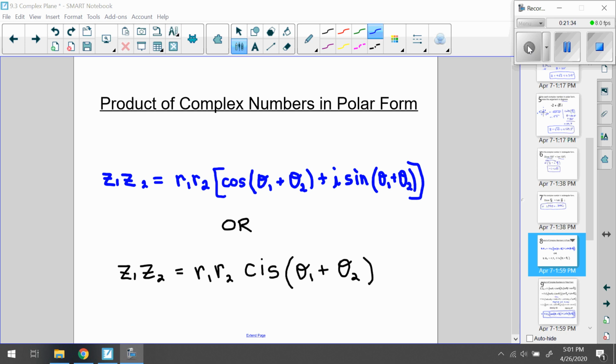And so we can still use our cis notation here. In fact, I will when I do my examples. So an easier way of writing this would be r1 times r2 times cis, the sum of angle 1 plus angle 2. Remember, cis just means cosine of some angle, and in this case we just have the sum of two angles plus i, the i goes with the imaginary i, and then s is the sine of, in this case, the sum of two angles.